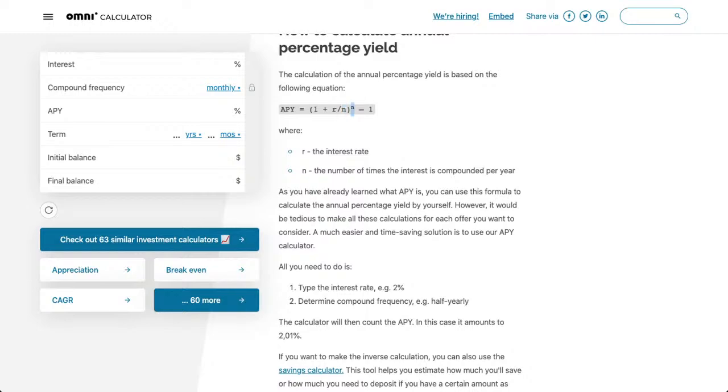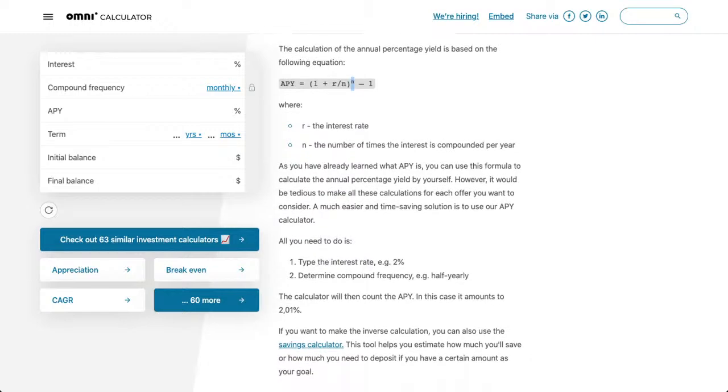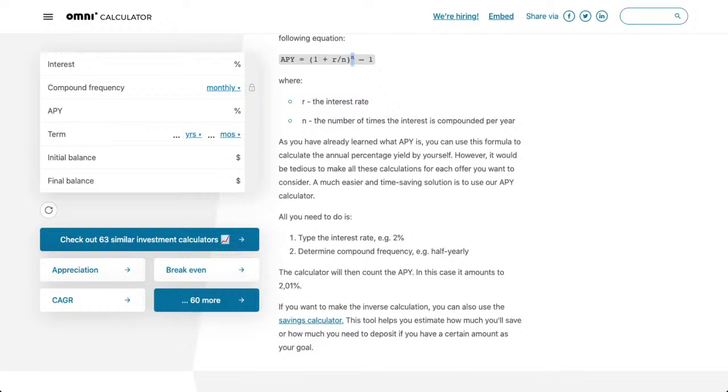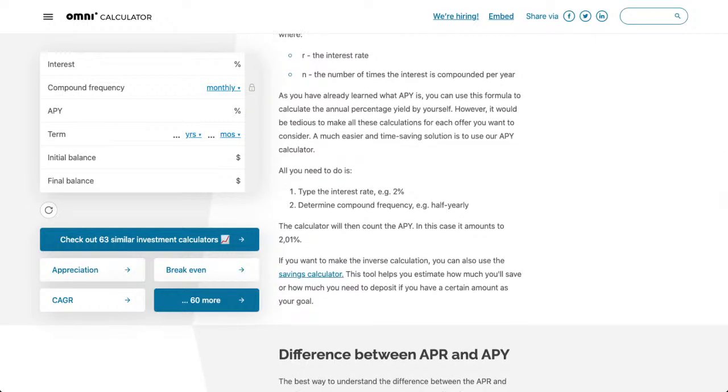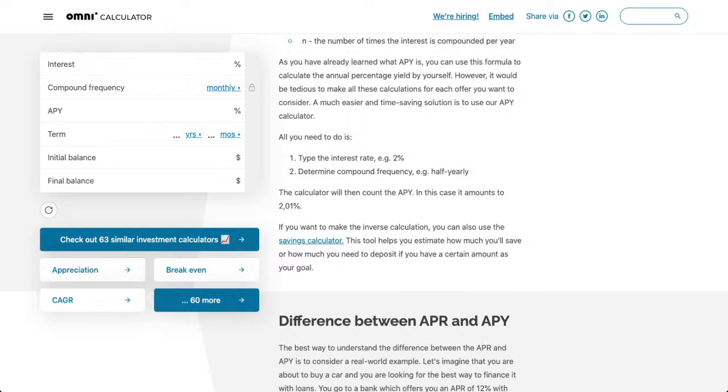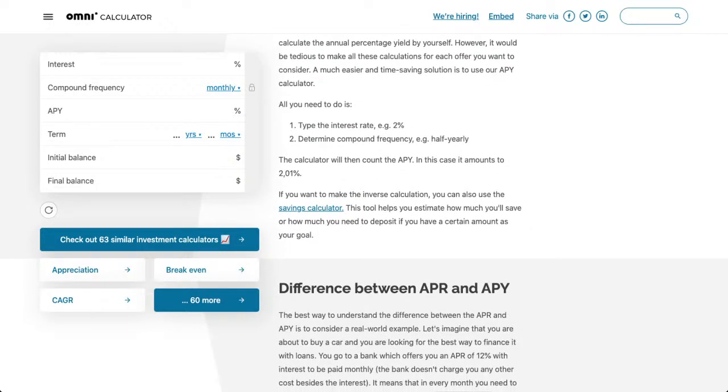Here R is the interest rate, and N is the number of times the interest is compounded per year. As you have already learned what APY is, you can use this formula to calculate the annual percentage yield by yourself. However, it would be tedious to make all these calculations for each offer you wanted to consider. A much easier and time-saving solution is to use this APY calculator. All you need to do is type the interest rate, 2%, and determine the compound frequency, i.e. if it's every 6 months or half year. The calculator will then calculate the APY. In this case, it amounts to 2.01%.